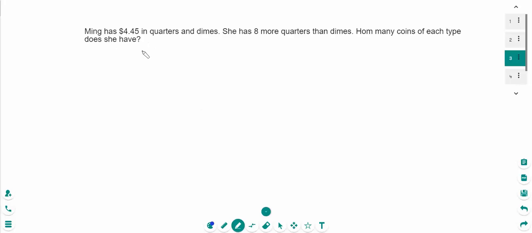All right, Ming has 4.45 in quarters and dimes. She has 8 more quarters than dimes. How many coins of each type does she have? All right, so we're looking for our two equations, but maybe before we even do that, what are our variables here? What are the unknowns?